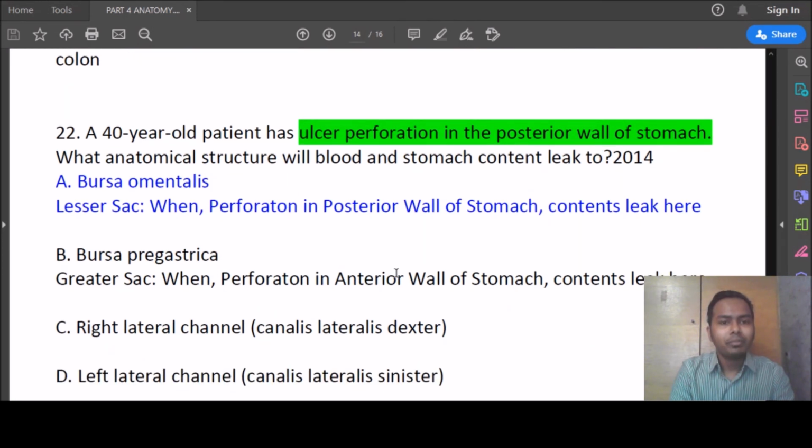A 40-year-old patient has an ulcer perforation in the posterior wall of the stomach. What anatomical structure will the blood and stomach content lead to? That is the omental bursa, bursa omentalis, the lesser sac, when there is a perforation in the posterior wall. So the content will leak into the space behind. The lesser sac. And the anterior wall is the greater sac, bursa pregastrica.